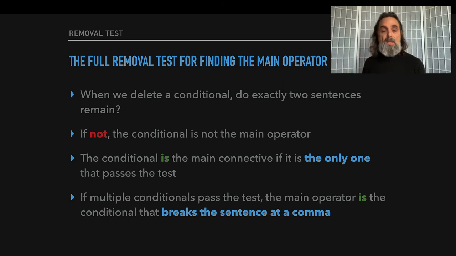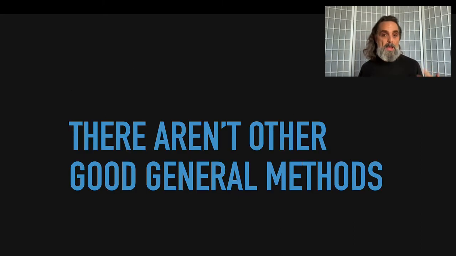On the other hand, if multiple conditionals pass the test, multiple ifs and only ifs and so on, like we just saw, then which one of them is the main? One of them is the main connective, or the main operator, and anything that doesn't pass the test is not the main operator. Of the remaining ones, which is the main operator? It's the one that makes the sentence break at the comma. There aren't other good general methods, okay?